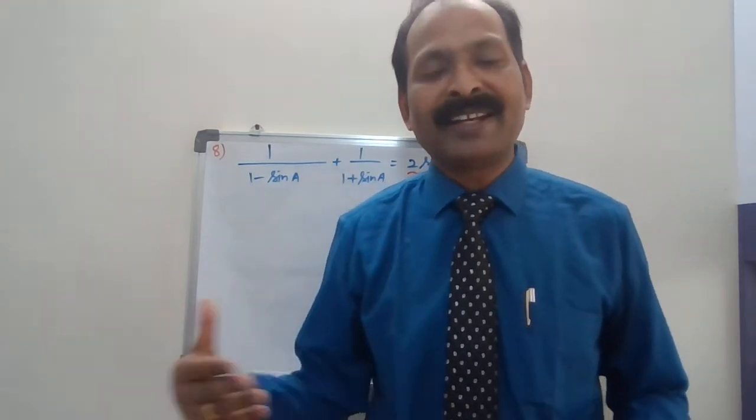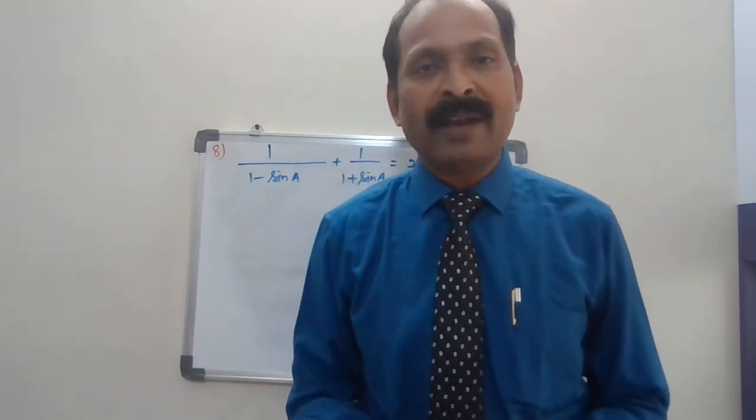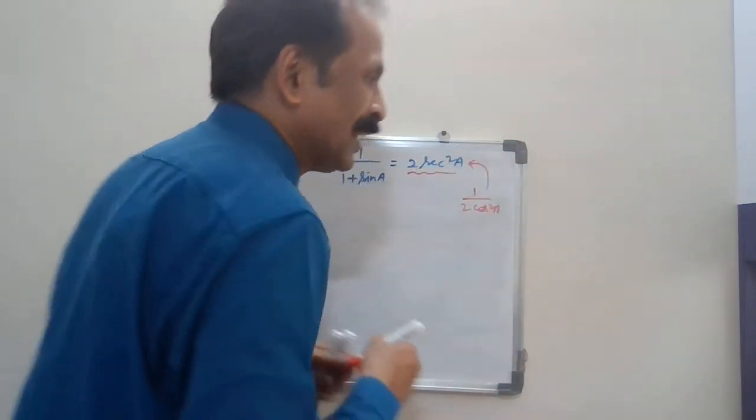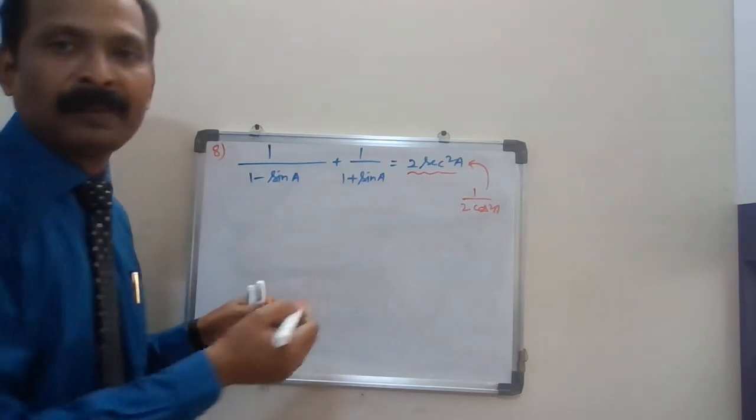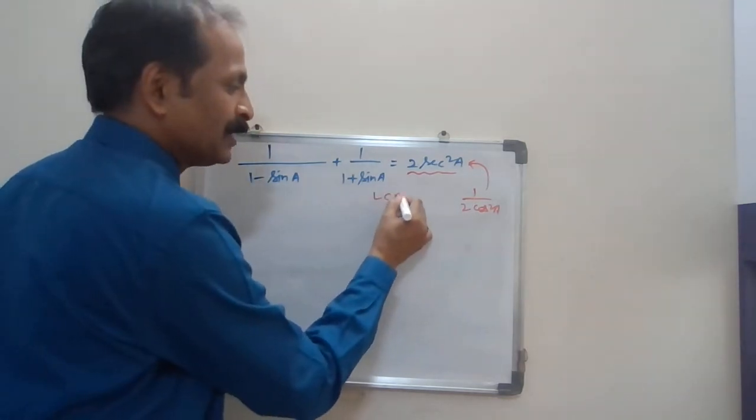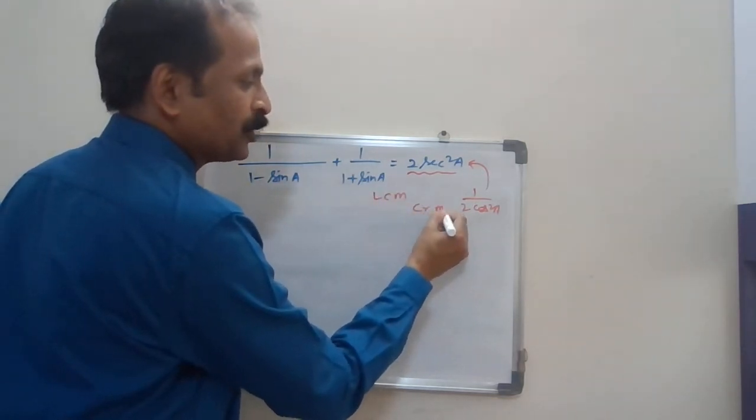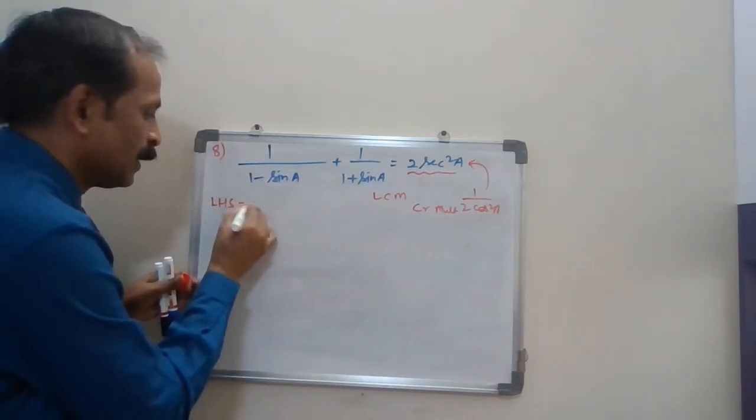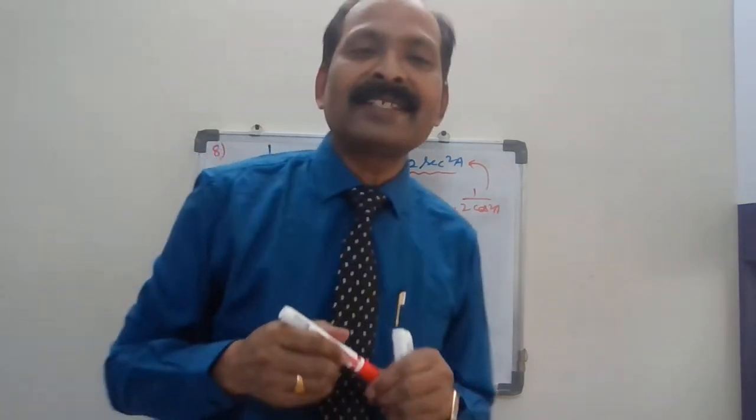In shortcut you may get stuck somewhere, so it's better to have extra steps. Okay, so here what I'll do, just take LCM and cross multiplication. So what I'm applying is LCM and cross multiplication. So take LCM, write LHS. Please copy LHS and then you solve.